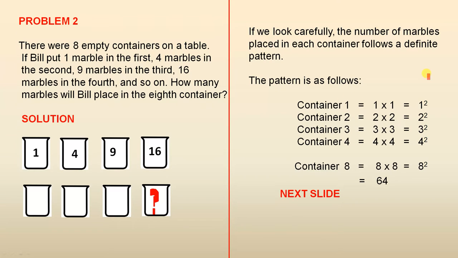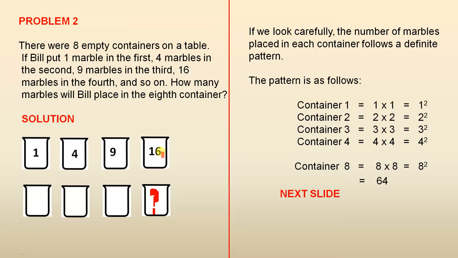If we look carefully, the number of marbles placed in each container follows a definite pattern. The pattern is as follows. The first container, that has 1 marble, that's 1 times 1, which is 1 squared. The second container has 4 marbles, which is 2 times 2. That's 2 squared. The third container has 9 marbles, so container 3, 3 times 3, which is 3 squared.